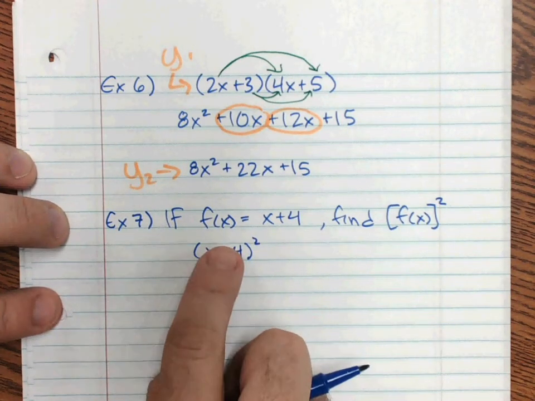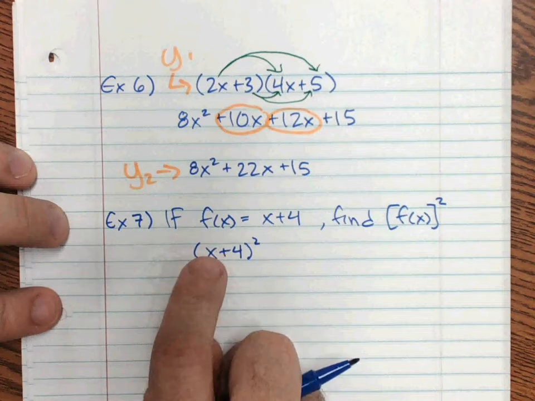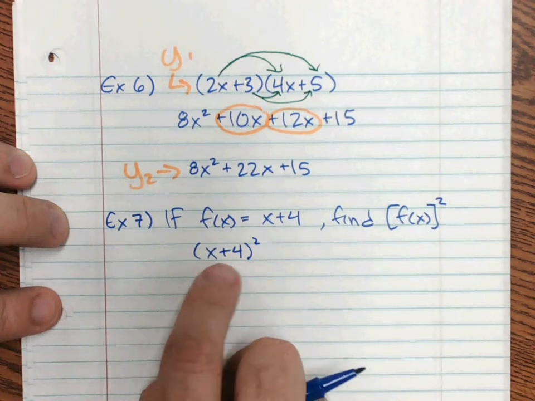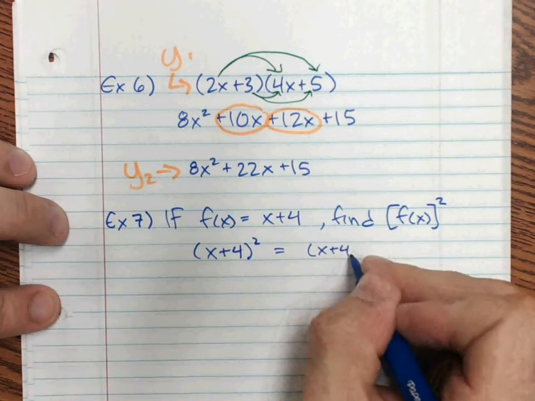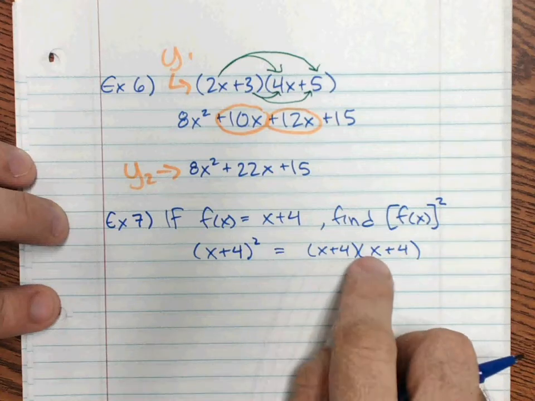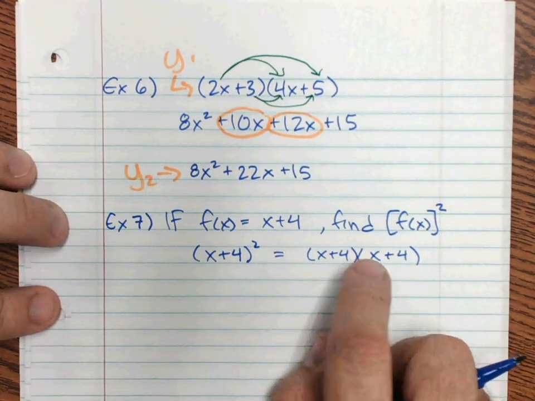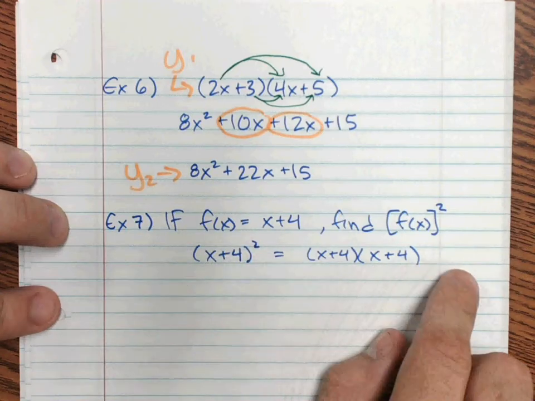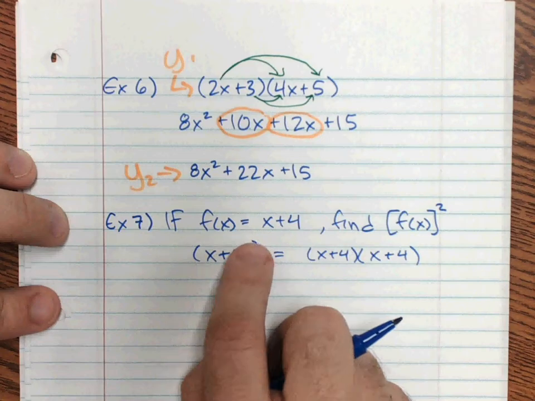Now, what does it mean to square something? To square something means to multiply by itself. What it does not mean is to square the first thing and the last thing. That is not what it means. This is equal to saying x plus 4 times x plus 4. This step is crucial. You have to separate them out and put 2. If it was cubed, you would put 3 of them. If it was to the power of 4, you would put 4 of them. Luckily, we're only going to be doing 2's here.